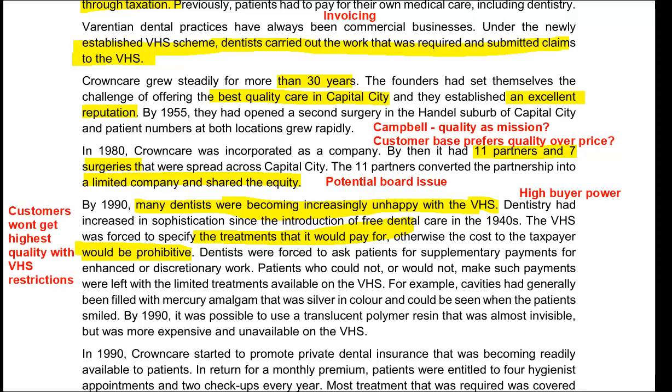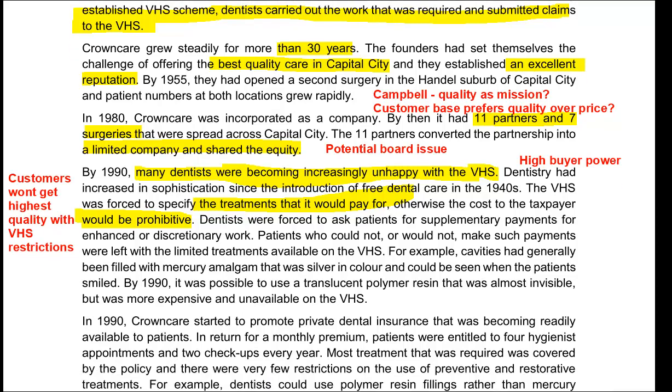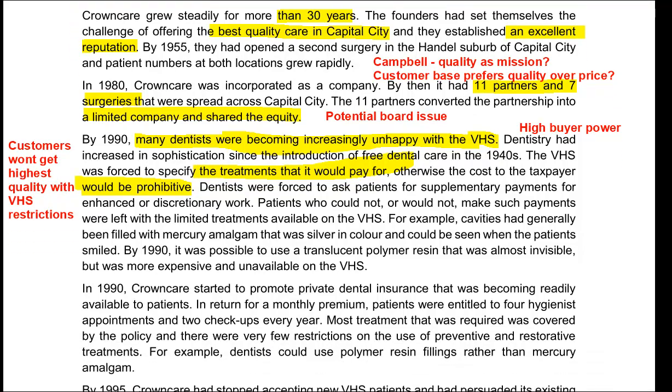So, as we move down, we can actually see that if patients could not or would not make such payments, we're left with limited treatments on the VHS. So, the mercury amalgam is what they're using as an example. It's silver in colour, and that's what the VHS dictate that they are to use for fillings. And then by 1990, there was the translucent polymer resin that's almost invisible, but was more expensive and unavailable on the VHS. So again, high buyer power, placing restrictions on Crowncare's services. And this means that customers won't get the highest quality with those restrictions.